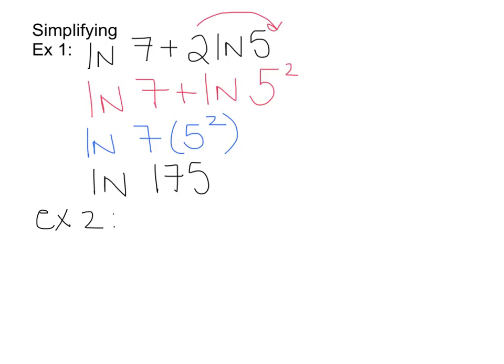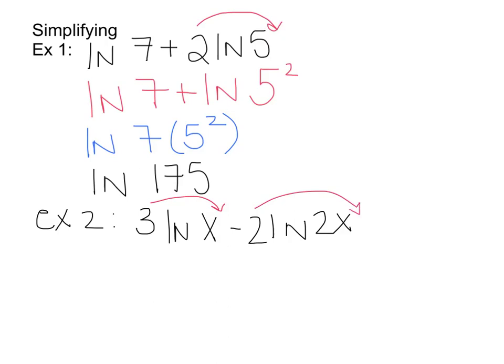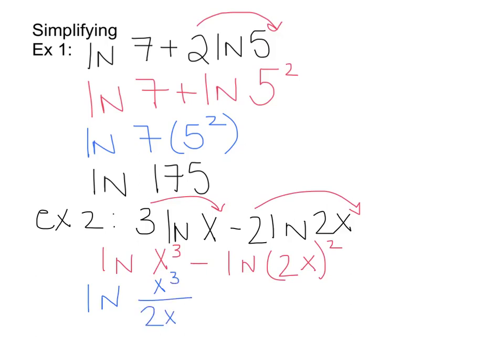Okay, let's try example 2. So this time I give you 3 times the natural log of x minus 2 times the natural log of 2x. Okay, again, make 3 the exponent, make 2 the exponent. So I have the natural logarithm of x to the third minus the natural logarithm of 2x to the second power. And then since it's minus, we would write it as division, so natural logarithm out in front, x to the third in the top, 2x to the second power in the bottom.